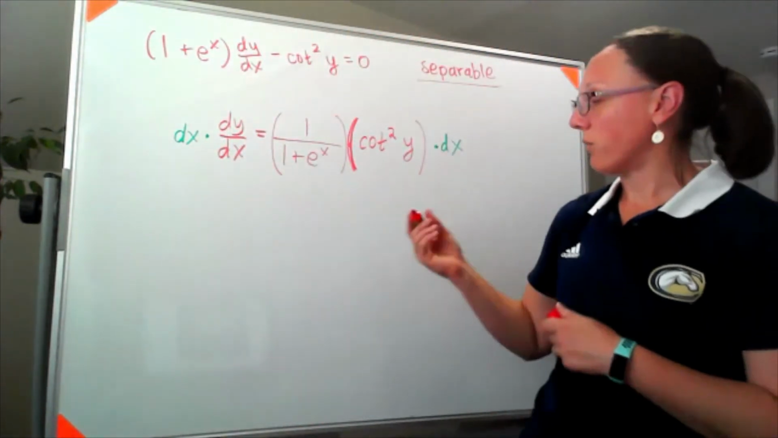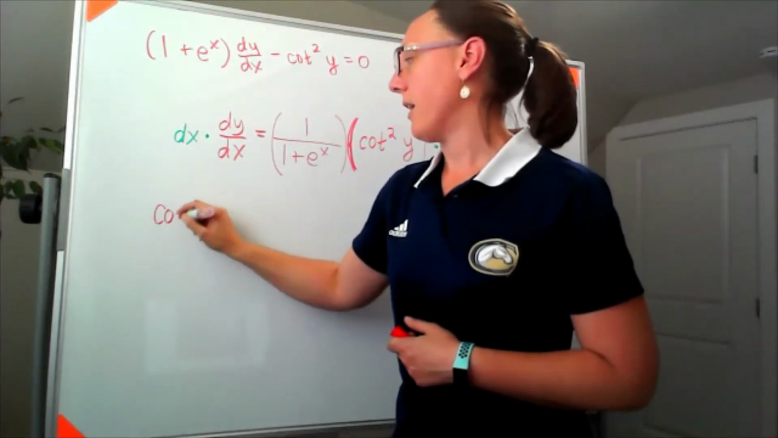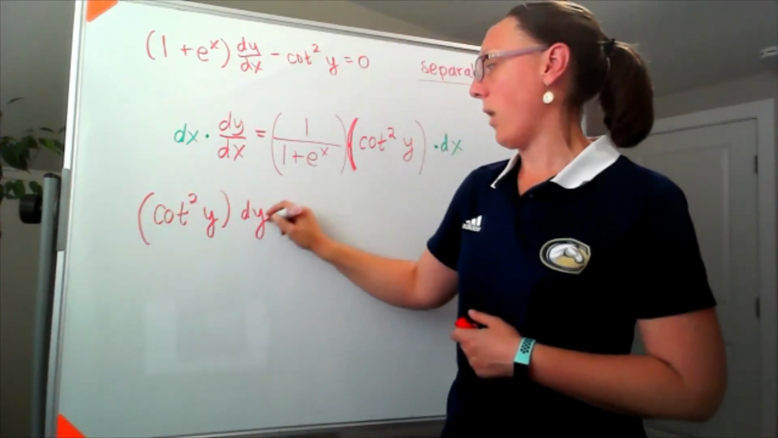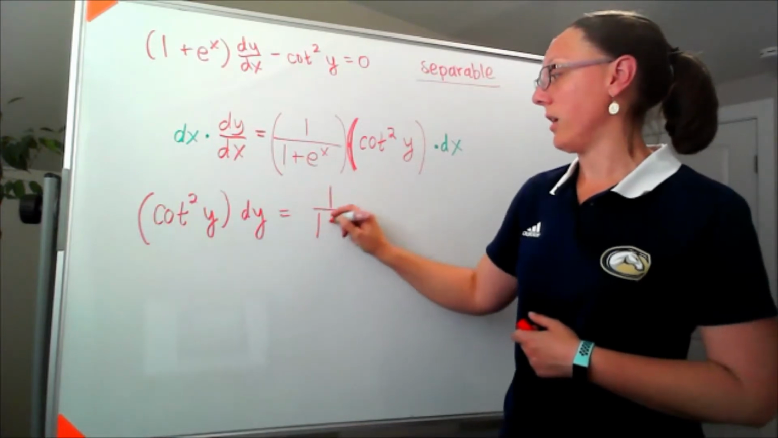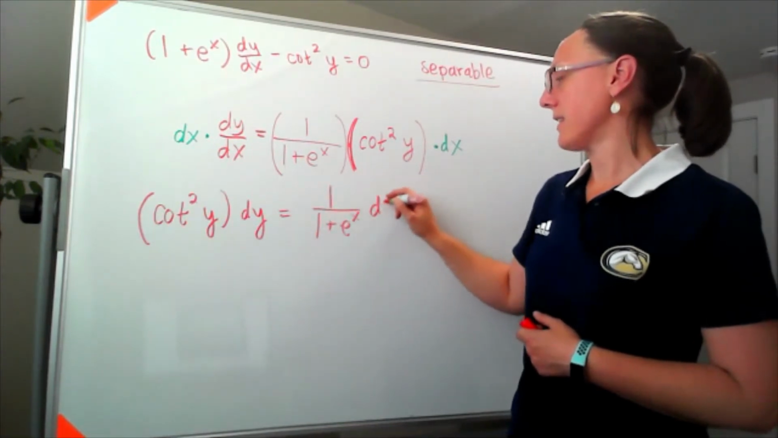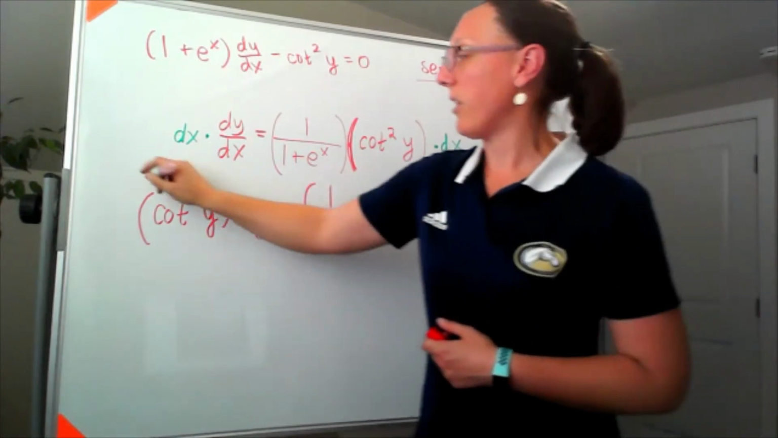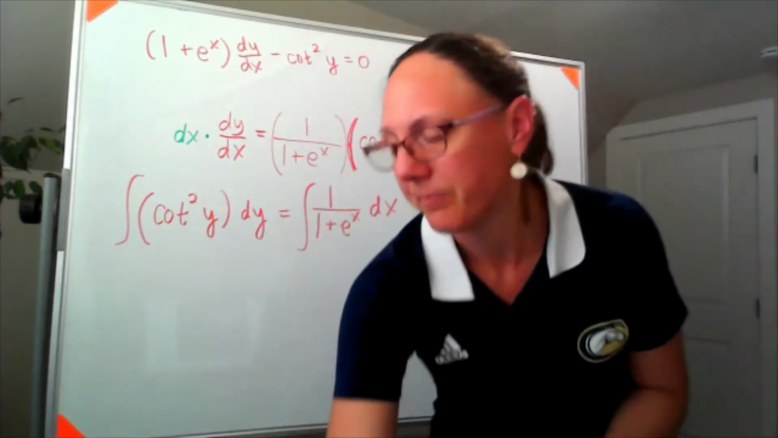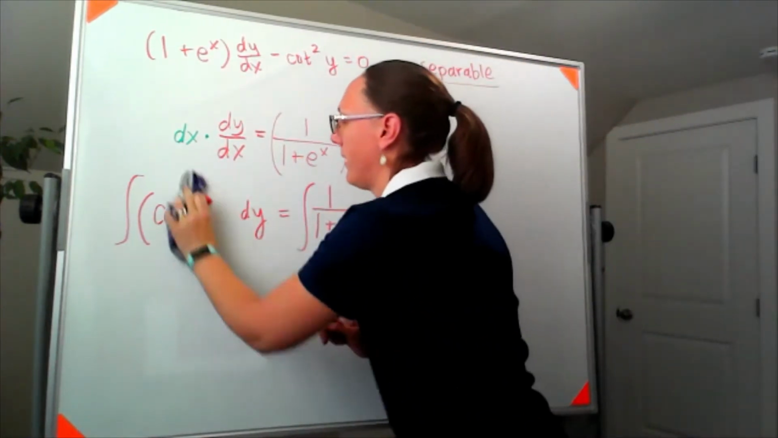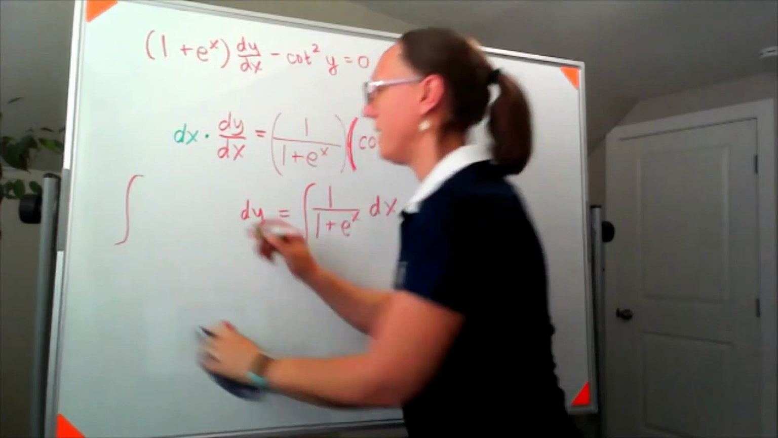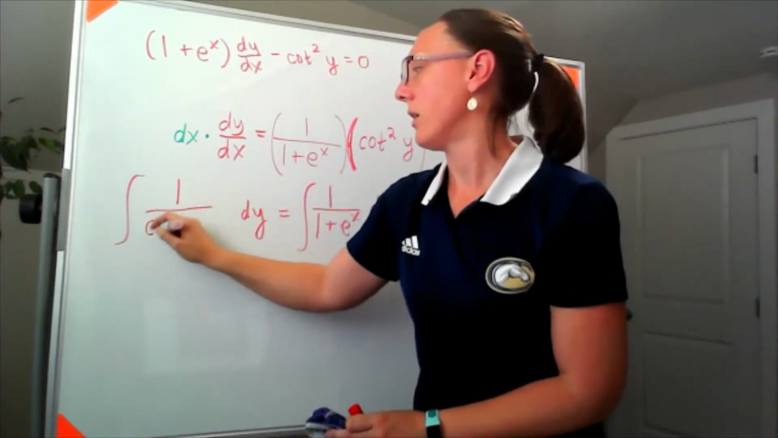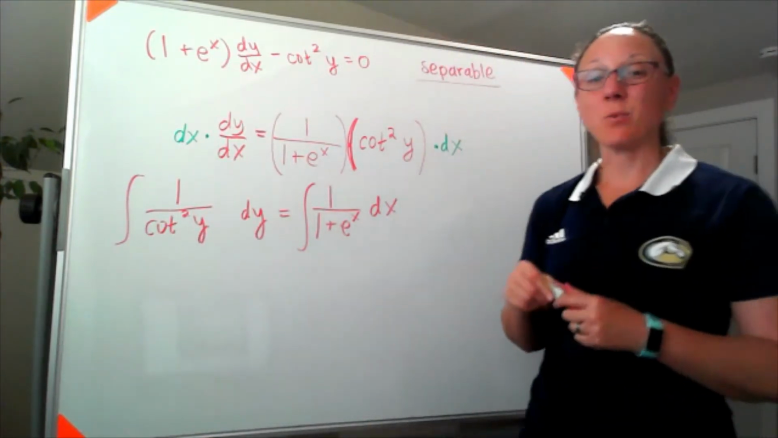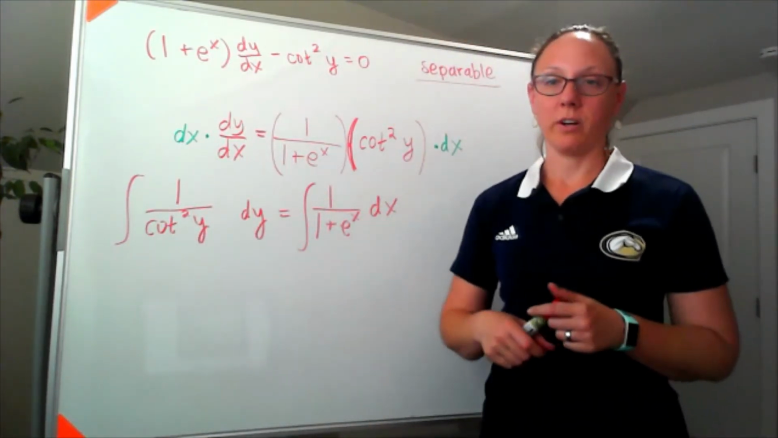So bringing those over, I'm going to end up with cotangent squared y dy is equal to 1 over 1 plus e to the x dx. And then we can go ahead, oh, I was dividing by cotangent. Thank you for catching me on that. So that should be a 1 over cotangent squared y. And that's what our setup has to be to move forward in the integration.